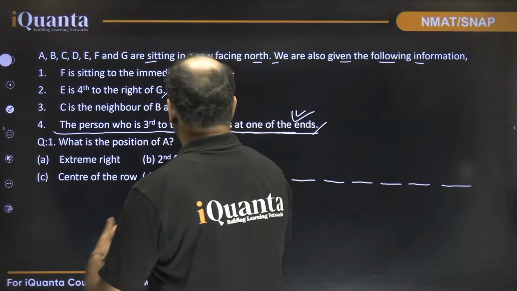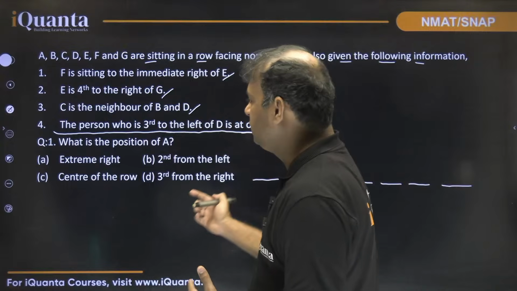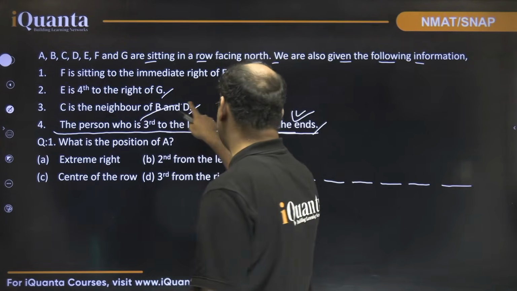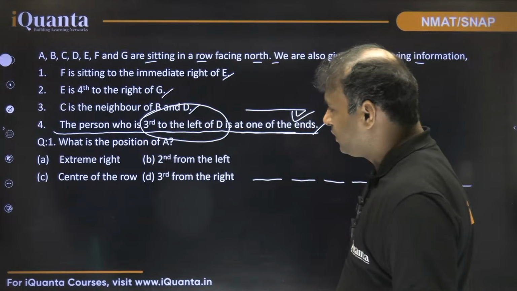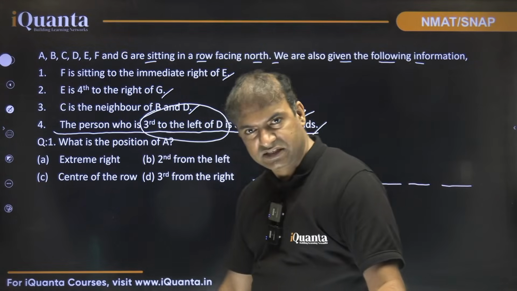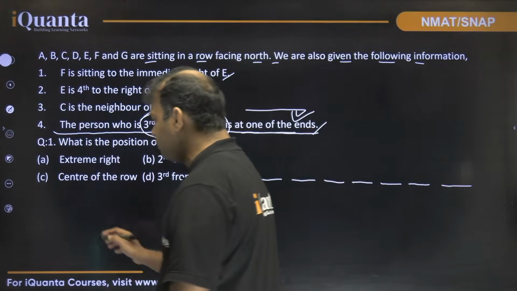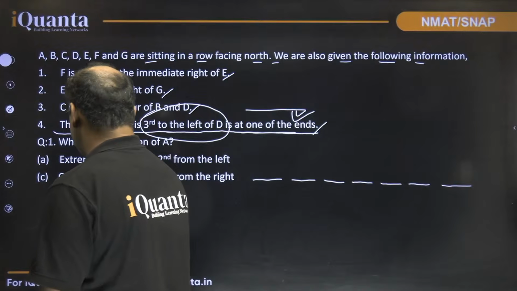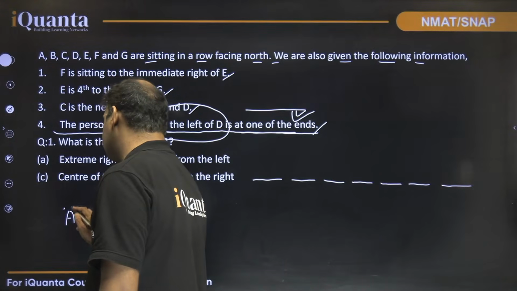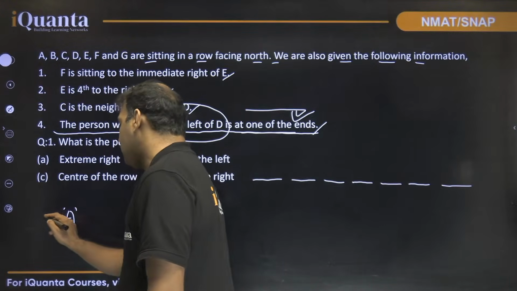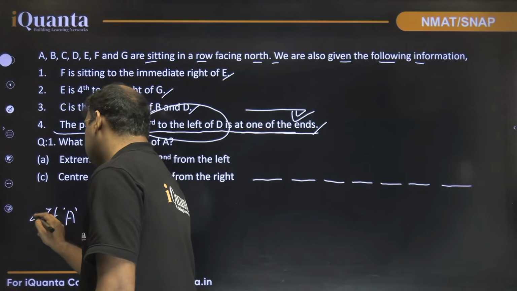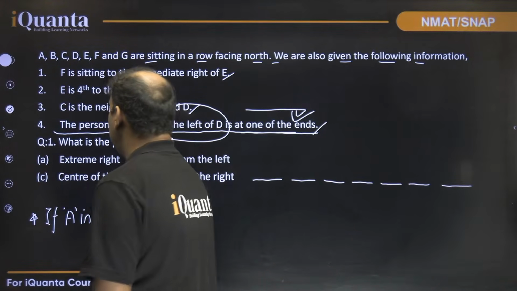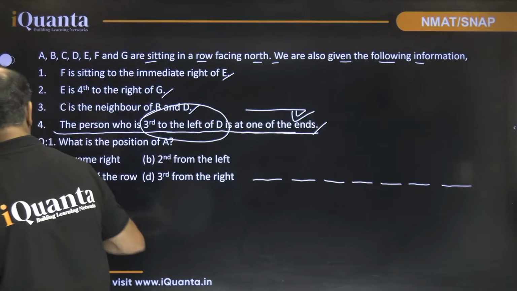Now, I'm going to use the 4th point. What they said is that the person who is third to the left of D is one of the ends. Okay, guys, when everyone is facing the same direction, you can always use a simple concept which will always work. What is the concept? Let's say, guys, if they are saying that A is, or let's change the name so that you do not get confused.